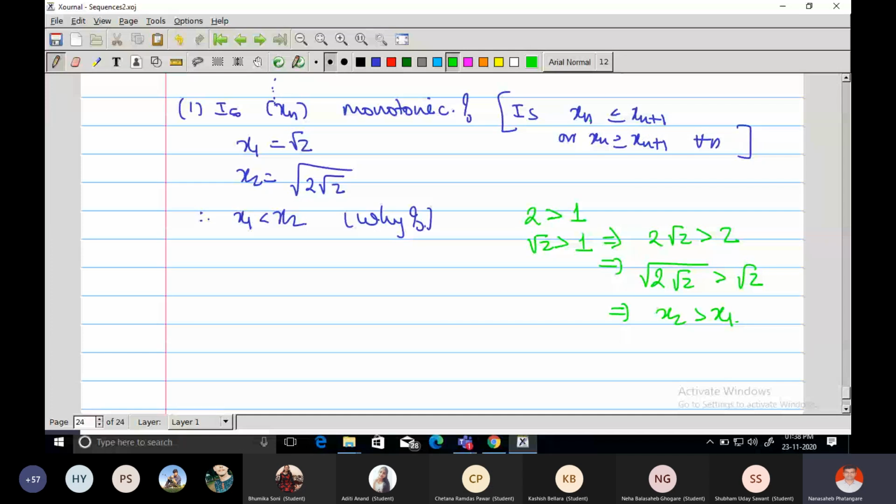So if you want to prove a statement for all n, which strategy should we follow? Induction, right? We should use induction because we want to prove something for all natural numbers. So what is the first step? For n is equal to 1, x1 is less than x2. So the statement is true, right?